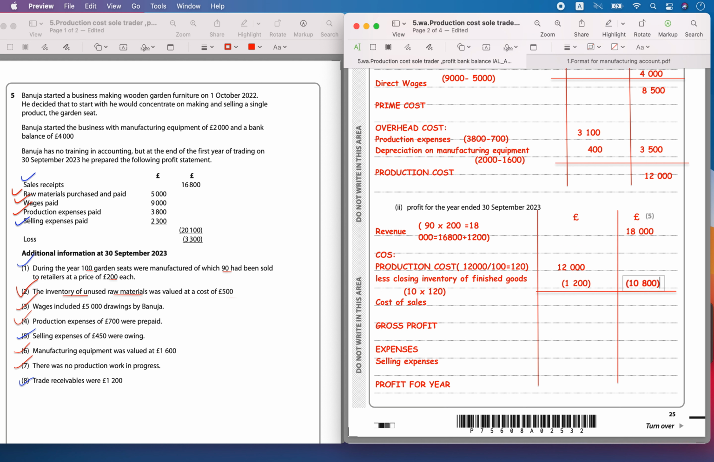Gross profit is 18,000 minus 10,800, that will be around 7,200. Then the selling expense is 2,750.